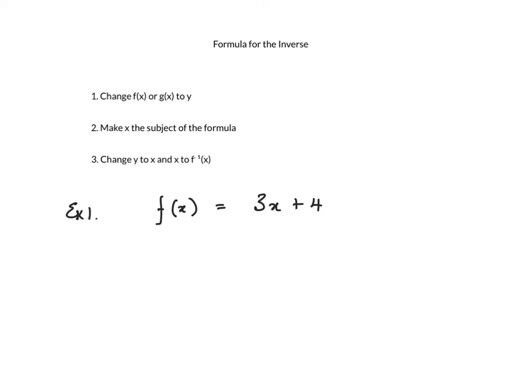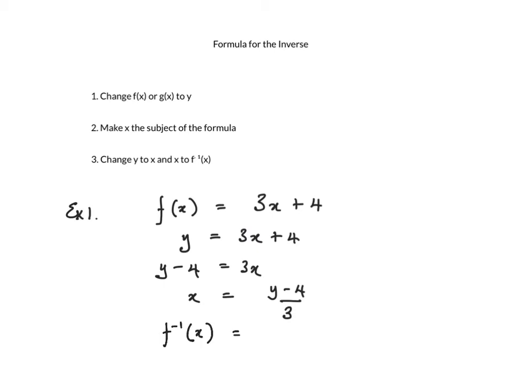First example, something nice and simple. f of x equals 3x plus 4. We change f of x to y. We want to make x the subject, so y minus 4 equals 3x, and then x equals y minus 4 over 3. So we change x to f to the minus 1, and we change y to x. Now, the domain of our function, there are no restrictions on the domain, and similarly there are no restrictions on the domain of the inverse function.